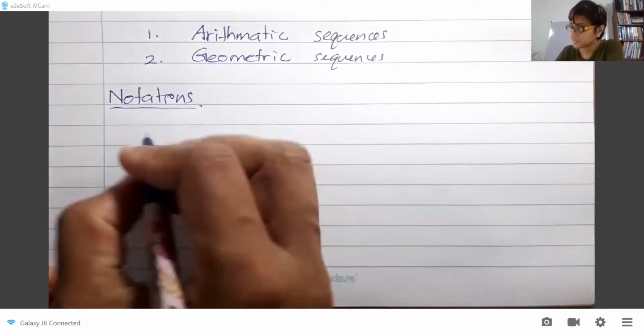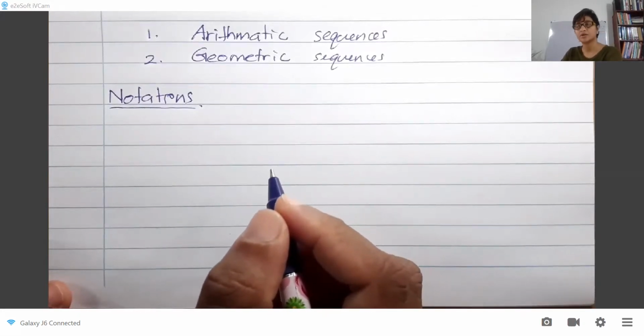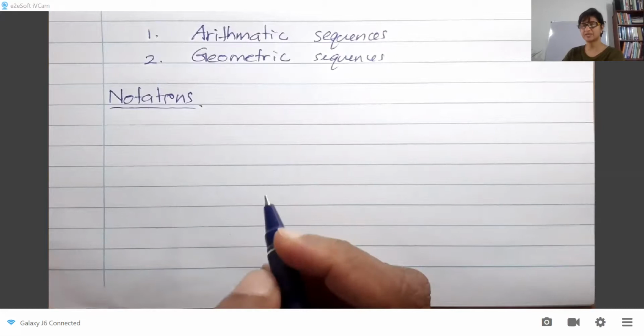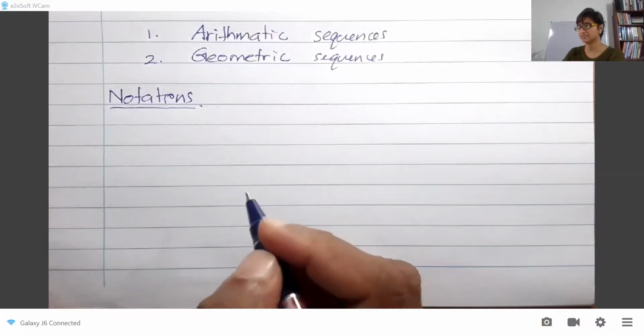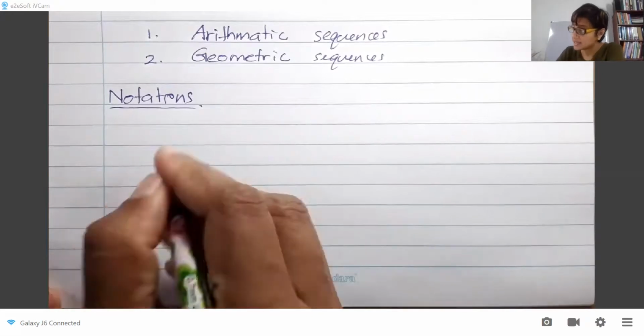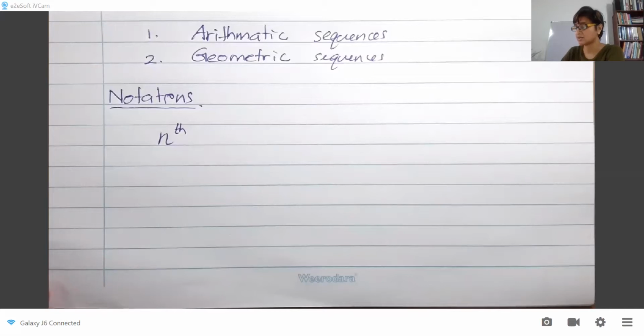Here's the first one. When you want to refer to a certain term in your sequence, say the 10th term or the 20th term or the first term or the 129th term, in general, we say the nth term, where n can be any number, right? If n is 5, it's the fifth term. If n is 7, seventh term.